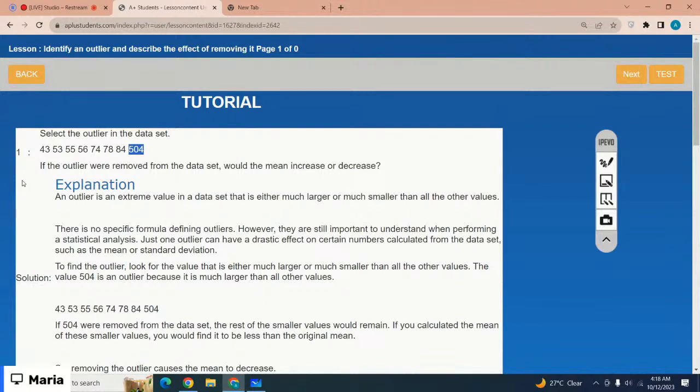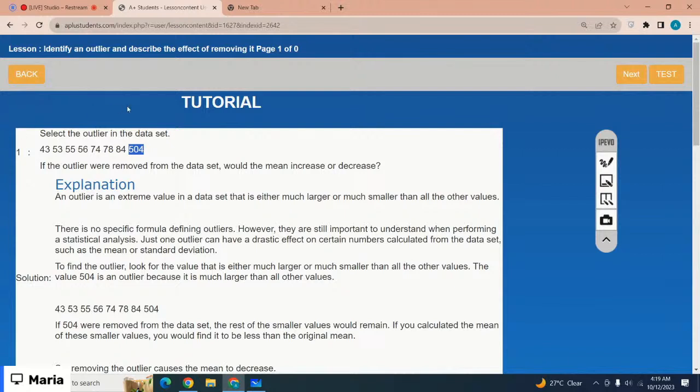An outlier is an extreme value in a data set that is either much larger or much smaller than all the other values. Got it? There is no specific formula defining outliers. However, they are still important to understand when performing a statistical analysis. Just one outlier can have a drastic effect on certain numbers calculated from the dataset, such as the mean or standard deviation. So if you have a very high outlier and very low values, that would change the mean or standard deviation, right?